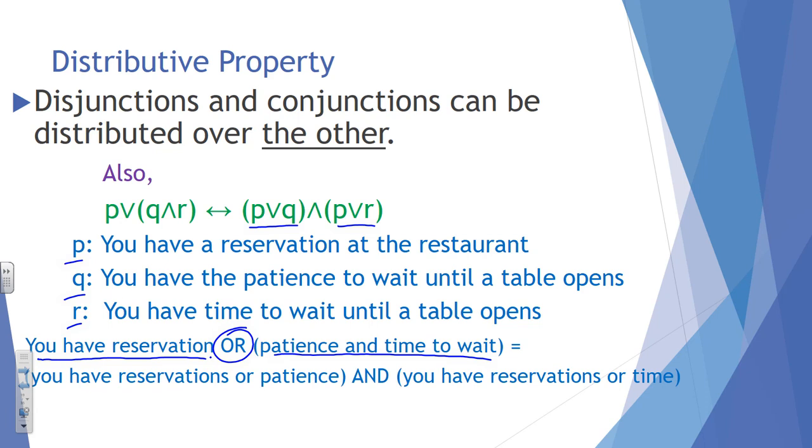So the distributive property says we can now distribute that P over the Q and the R, and we end up with (P or Q) and (P or R). That is to say, you have reservations or patience, and you have reservations or time. Now this one is a little bit less intuitive. In either case, if you have reservations, then fine, you're going to eat. But if you don't have reservations, then you must have patience and you must have time, in which case you'd also be able to eat. If you don't have reservations and you don't have patience and you don't have time, then it's probably not the right restaurant for you.